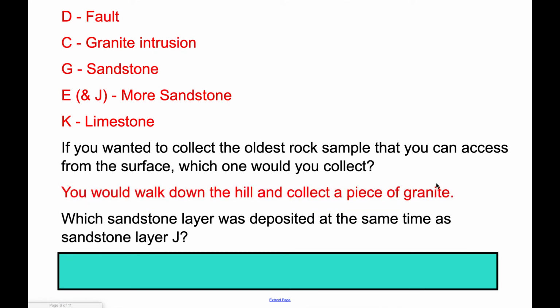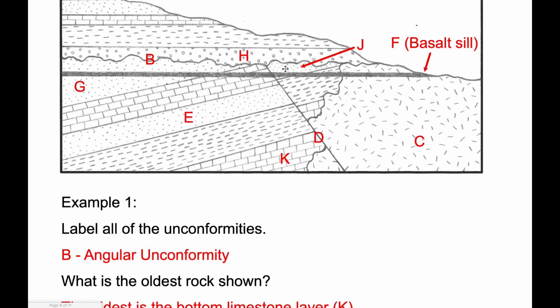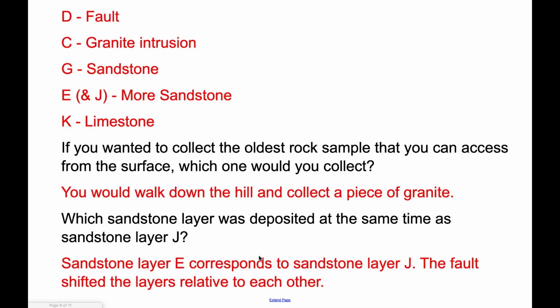Which sandstone layer was deposited at the same time as sandstone layer J? Here's sandstone layer J. It's part of the angular layers of sedimentary rock. The only reason it's up here is because it was shifted due to this fault. So J and E are actually the same layer. They were deposited at the same time. The only reason they've been shifted relative to each other is because of this fault line. So the answer is E.